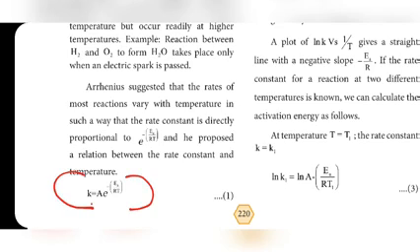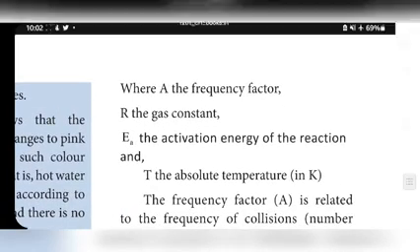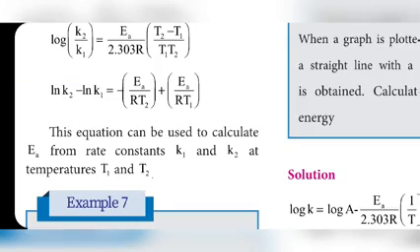Arrhenius equation. K is equal to A e power minus EA by RT. This is actually one important question. Write the Arrhenius equation, explain the terms involved. Means you have to write this equation and you have to explain the terms involved in the Arrhenius equation. This is one important question.